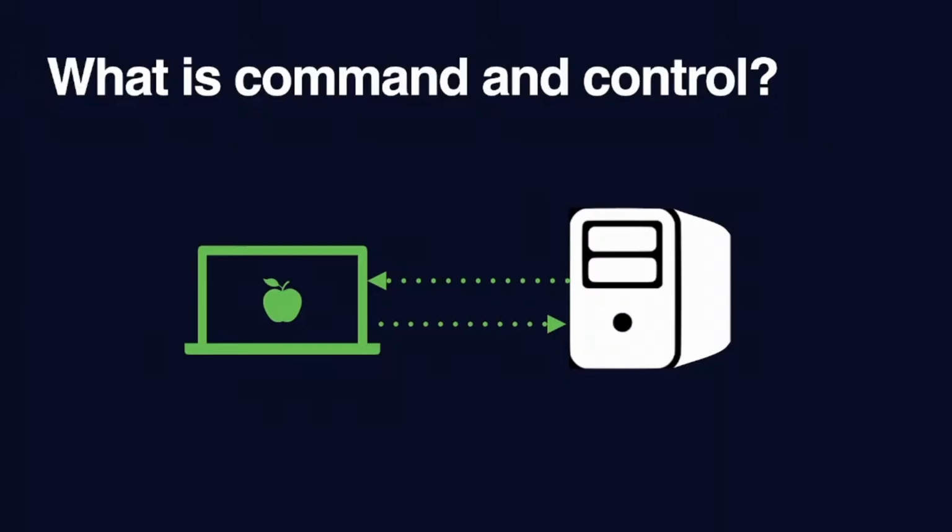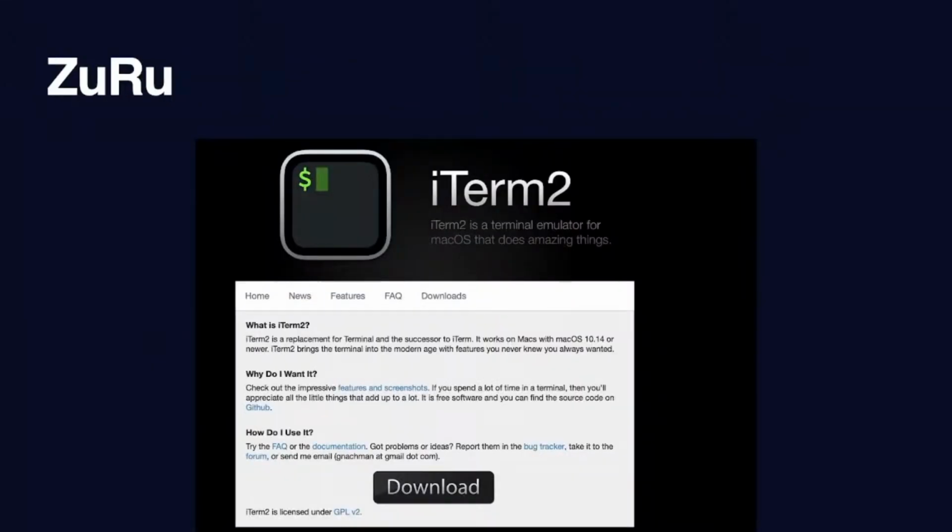So a lot of you already know this, but just so we're on the same page, what is a command and control? It's a communication channel between the victim system and the attacker system, and the attacker uses this to interact with the system. And an example of a malware that uses command and control is Zuru. Maybe you know it from the Trojanized iTerm application.